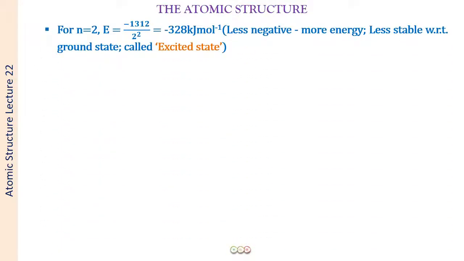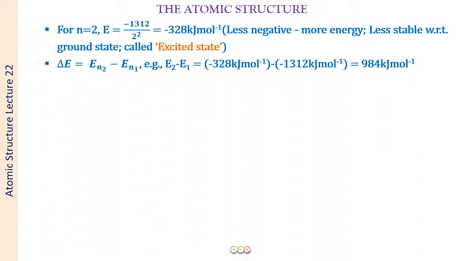Now, when n is 2, the energy is going to be minus 328 kilojoule per mole, which means that it has become less negative, or we can say there is more energy. The state is less stable with respect to the ground state, and hence it is called the excited state. And when you see the difference between the two energy levels, delta E, which is E n2 minus E n1, for example E2 minus E1, this is going to come up to 984 kilojoule per mole.